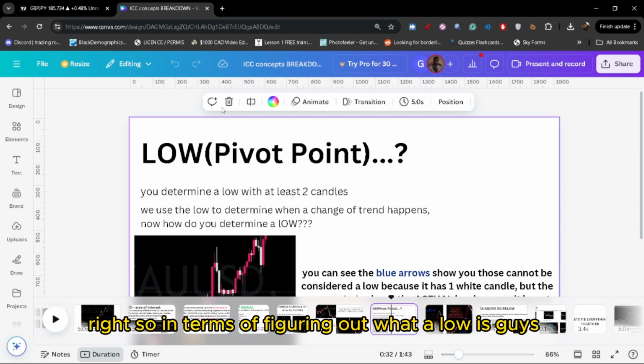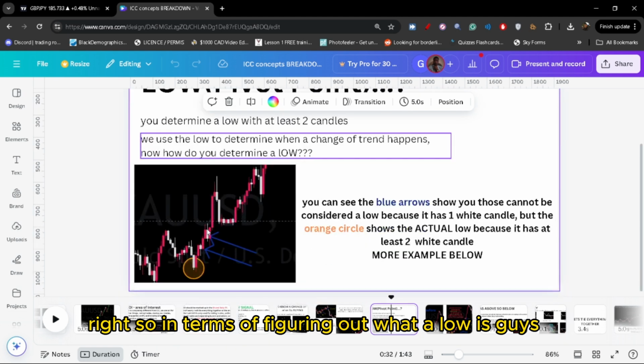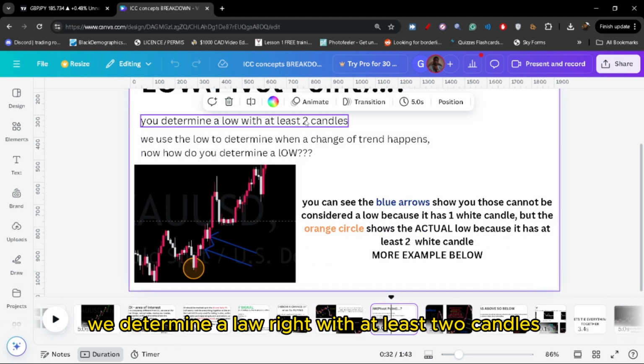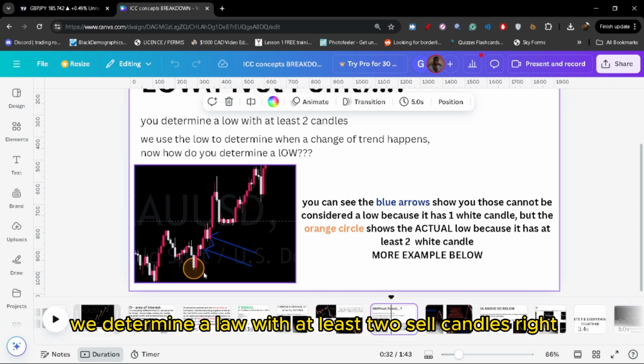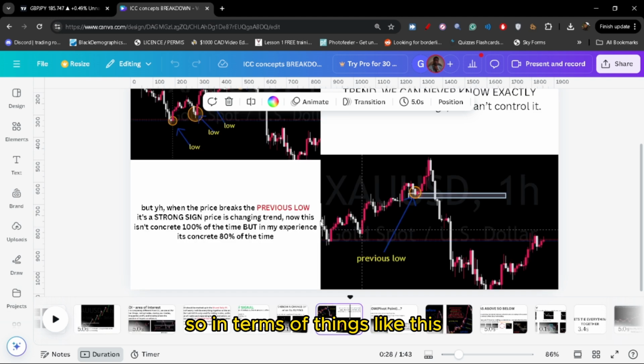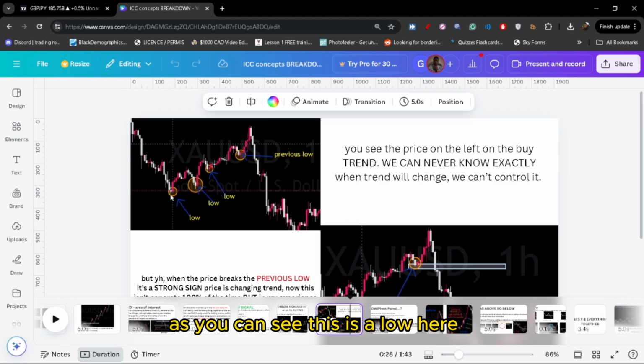So in terms of figuring out what a low is, guys, it's very simple. We determine a low with at least two candles, so two sell candles. So in the case of an uptrend here, we determine a low with at least two sell candles. So in terms of things like this, as you can see, this is a low here, because it has at least two sell candles.